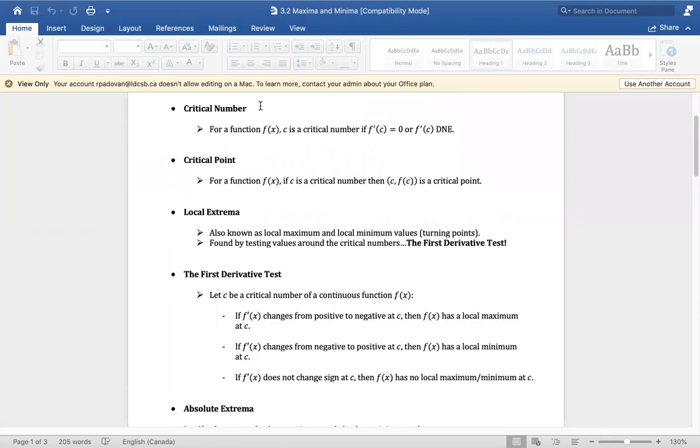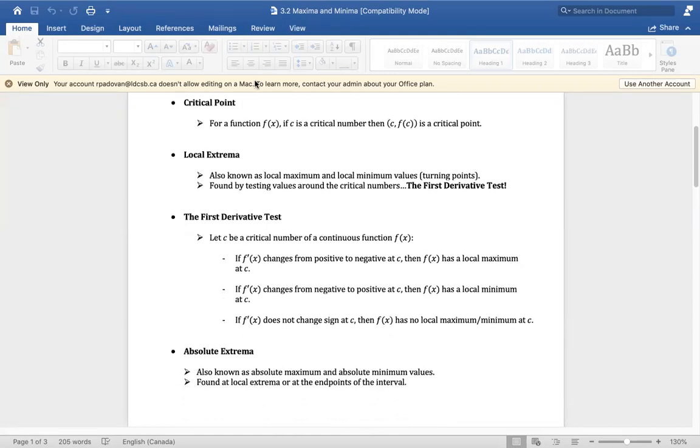Critical number we talked about in the last video. If I had a function f of x and c is the critical number, that is the x value where the derivative is equal to 0. So c is a critical number if the derivative at that number is equal to 0, or when I get the derivative at that x value, it doesn't exist. We know at that critical number that something important is happening on the graph, but it may not always be a turning point. Most likely it is, but we can't say for sure.